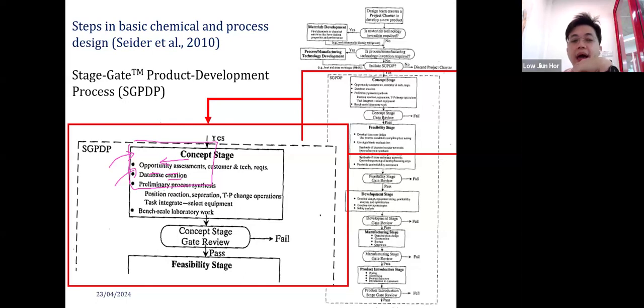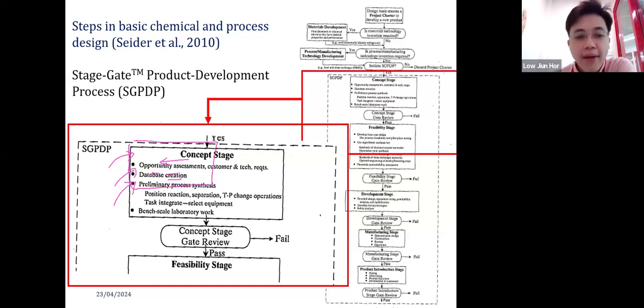Okay, and under the framework proposed by CIDR, normally the concept, they will try to prove it by using bench scale lab work. Bench scale lab work means lab scale experimental work. It means that once you have already selected the technology, the equipment, the process, they will try to run it in the lab to make sure it is actually practicable before we move on to further design the chemical plant and design the equipment. This is what we call bench scale laboratory work.